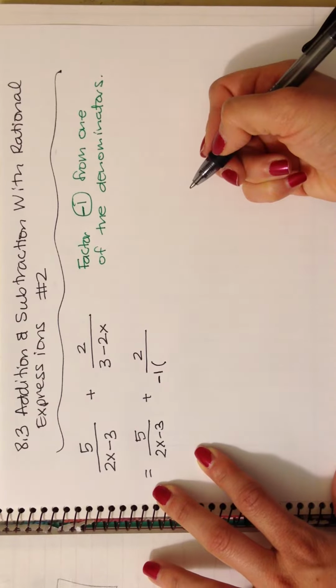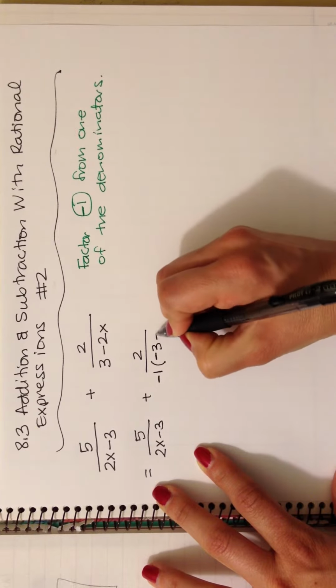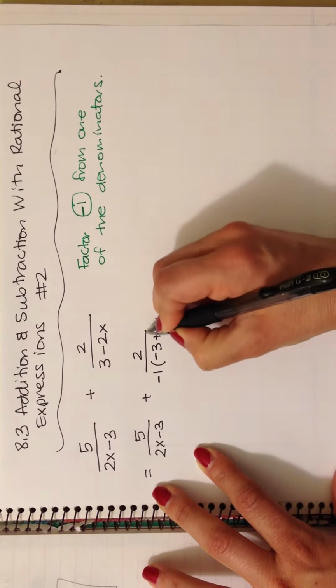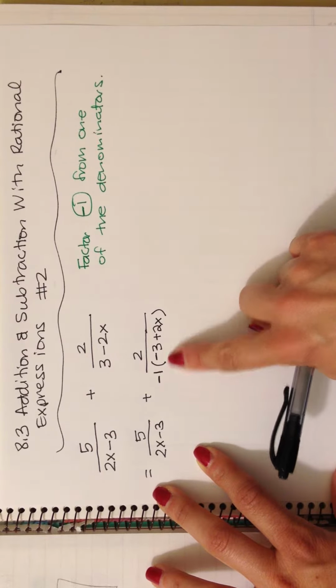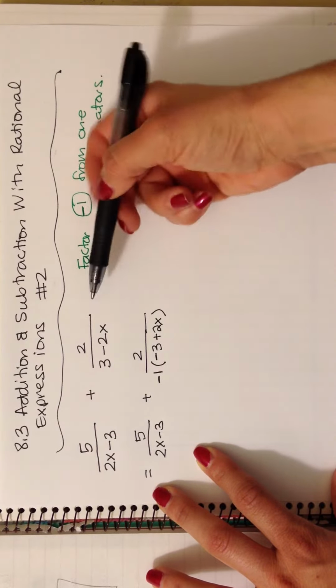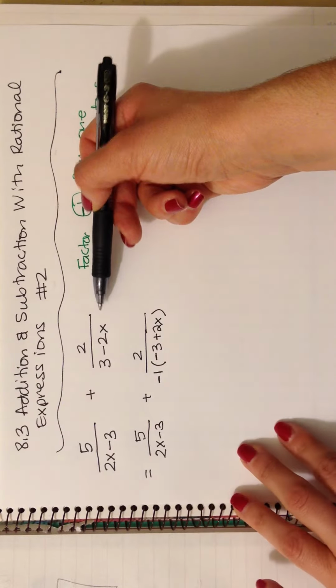When you factor out a -1, the signs will change, and so we have a -3 plus 2x. How do you know this is correct? If you distribute the -1 back into the parentheses, we have to get back to what we started with, which we do, so I know it's correct.